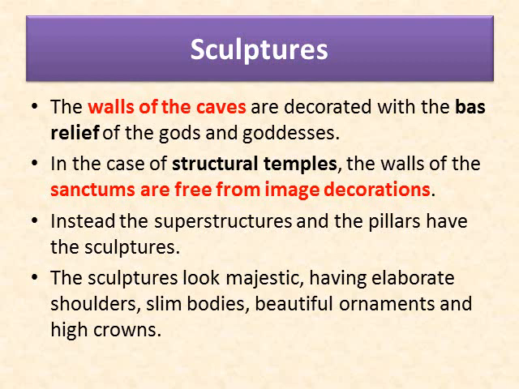Sculptures look majestic, having elaborate shoulders, slim bodies, beautiful ornaments and high crowns. So children, the walls of caves are decorated with bas-reliefs made up of gods and goddesses. But in the case of structural temples, the walls of the sanctum are free from any image decorations. Instead, the superstructures and pillars have sculptures. And the sculptures are majestic looking, with elaborate shoulders, slim bodies, beautiful ornaments and high crowns.